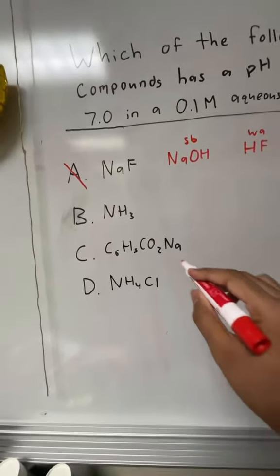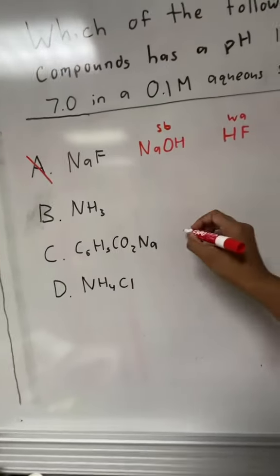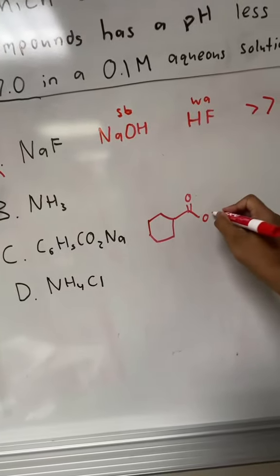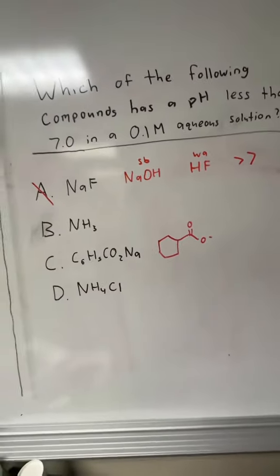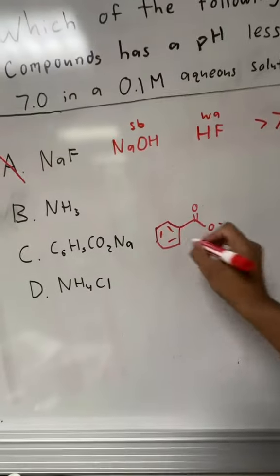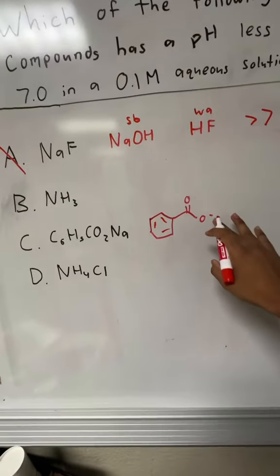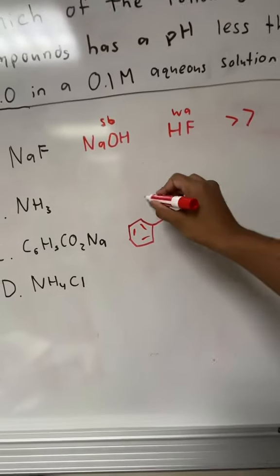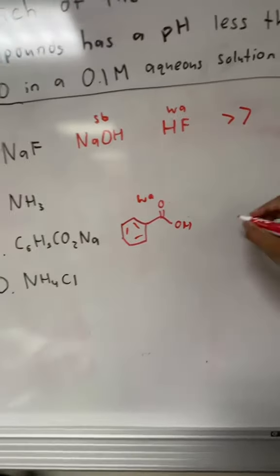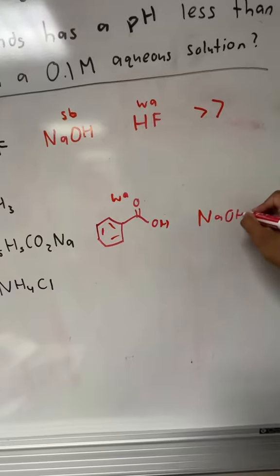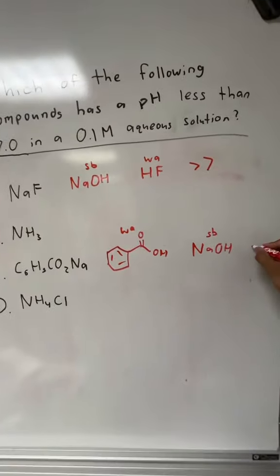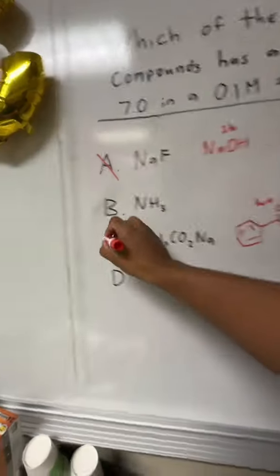For C, this is C6H5CO2-. This is actually benzoic acid, but the ion of it. So benzoate, anion. And the acid, benzoic acid, is a weak acid. And we have Na, right? As we determined before, NaOH is a strong base. So this is also going to have a pH that is basic, or above 7. So this is also not our answer.